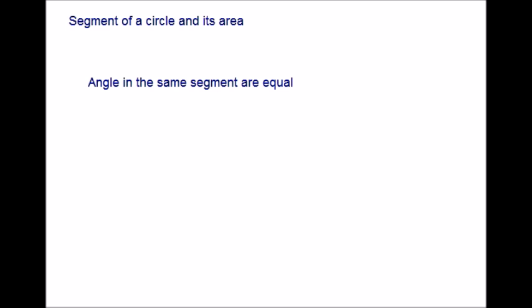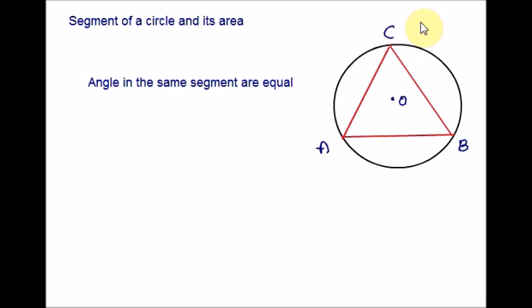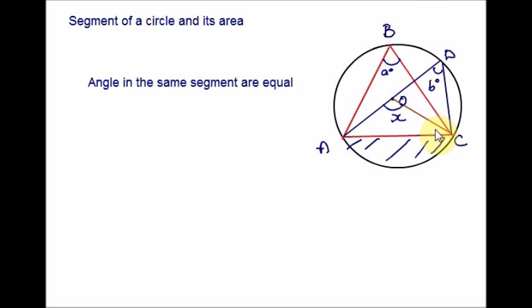Let me draw a figure for this theorem. A circle with center O and it has a triangle. Let me draw one more angle here. Name the two angles A and B, and this is the segment. Let the angle AOC be X. From the previous theorem, we can say that X is equal to twice ABC. Am I right? This is what we just proved in theorem number 1.